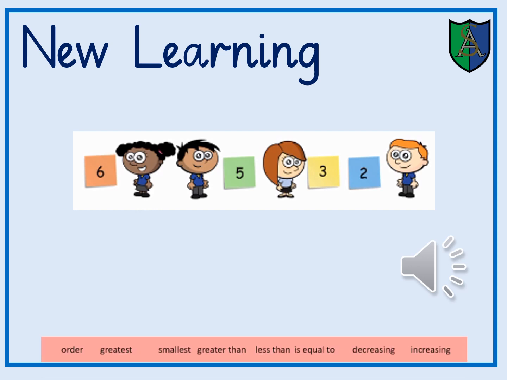Now I've arranged the numbers a different way. I've ordered them from the greatest number to the smallest number. Each time the numbers are decreasing, they're getting smaller. This is unlike the example before where the number was increasing each time. Let's have a think about which symbol would go in between these numbers. Pause the video now and have a little chat.